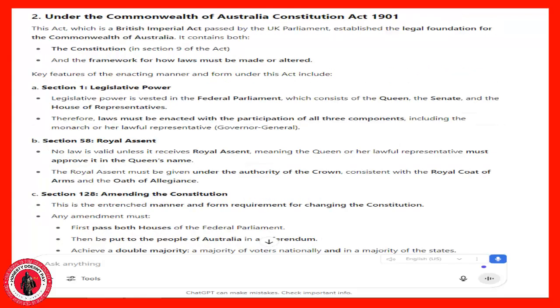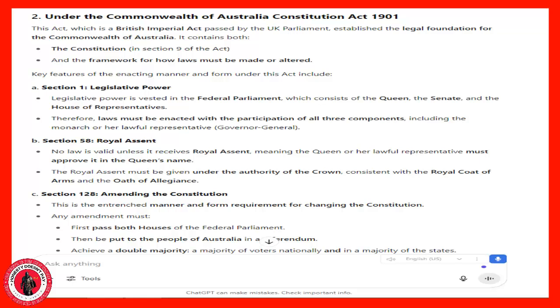Under the Commonwealth of Australia Constitution Act 1901, this Act, which is a British Imperial Act passed by the UK Parliament, established the legal foundation for the Commonwealth of Australia. It contains both the Constitution in Section 9 of the Act and the framework for how laws must be made or altered. Key features of the enacting manner and form under this Act include Section 1, Legislative Power. Legislative power is vested in the Federal Parliament, which consists of the Queen, the Senate and the House of Representatives. Therefore, laws must be enacted with the participation of all 3 components, including the monarch or her lawful representative, Governor-General.